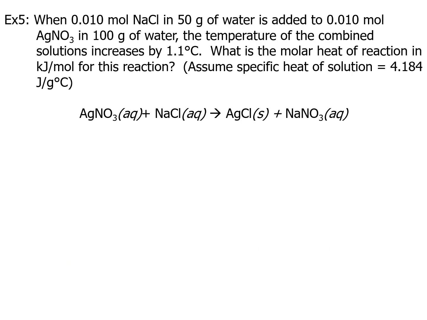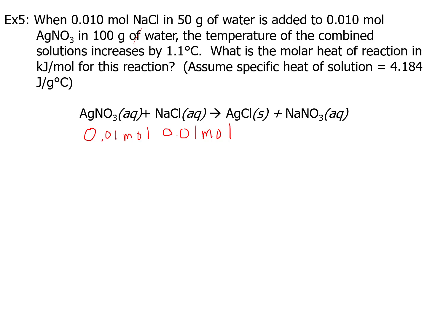Something else that calorimetry can be used for is to determine the amount of heat that is transferred when you have a chemical reaction. So in this case, we have 0.01 moles of sodium chloride in 50 grams of water. So we have 0.01 moles of this. I'm using my mouse again. There we go. So 0.01 moles and 0.01 moles of silver nitrate. So we got a 1-to-1 reaction, so we know that it's going to be 0.01 moles worth of product is formed.